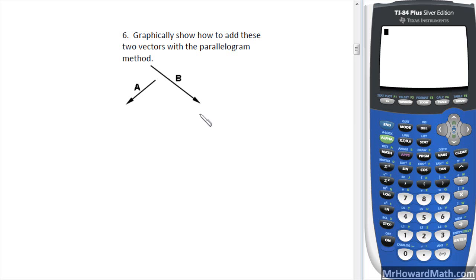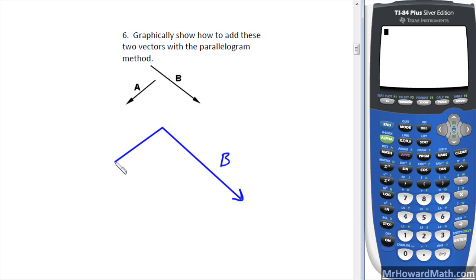6, graphically show how to add these two vectors with the parallelogram method. All right, so we take vector B here, like this. This is vector B. Attach vector A to it like this. This is vector A, and then we make a parallelogram out of it. So we make a parallel with B over here. We make a parallel with A back this way, and our resultant vector, when we add it, would be this vector right here. So that is our R resultant. That's how we would add these using the parallelogram method.